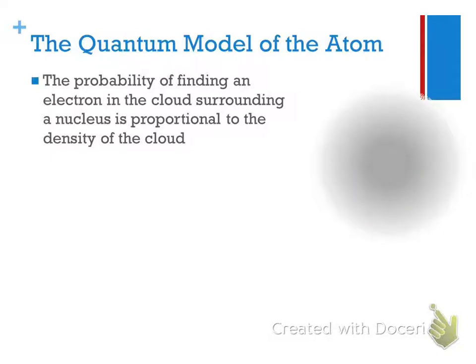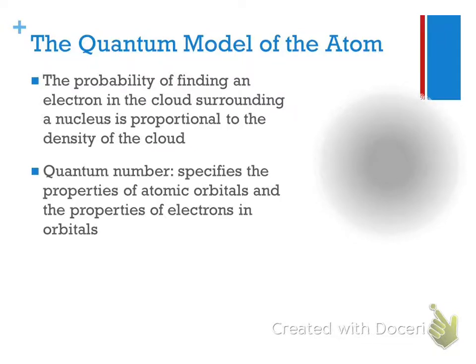The quantum model gets more and more specific than this, but this is the general outline for that. The quantum numbers tell us the properties of the orbitals and the properties of the electrons within the orbitals. So does anyone know what an orbital is?